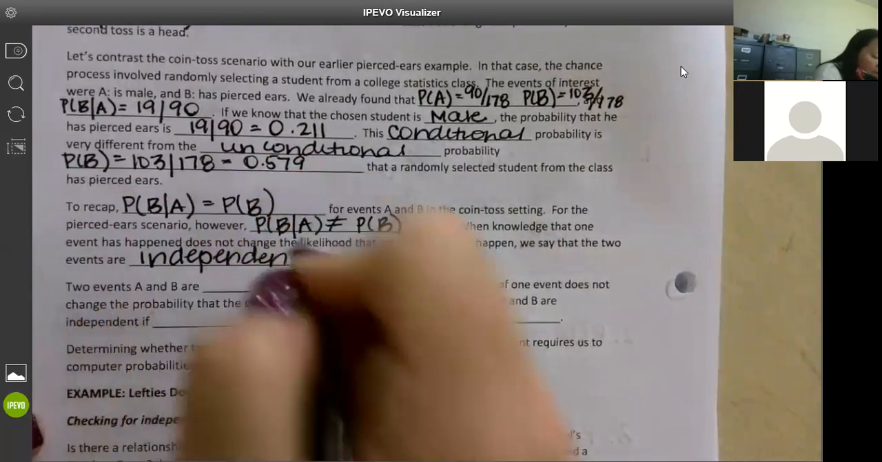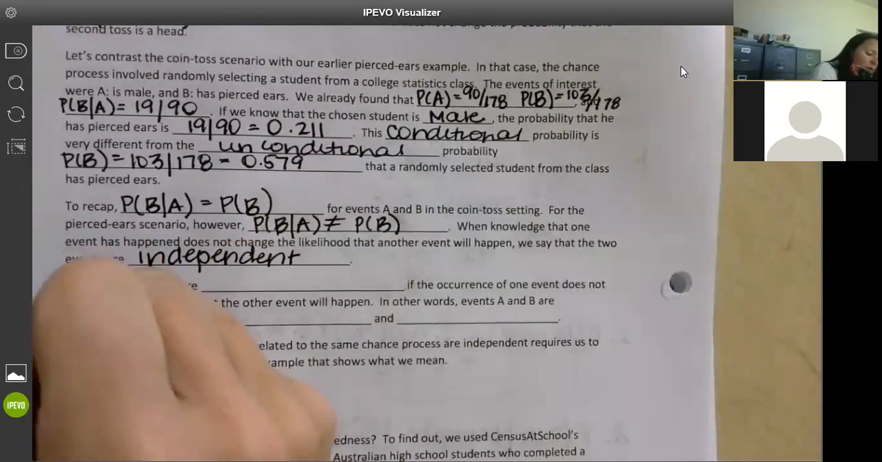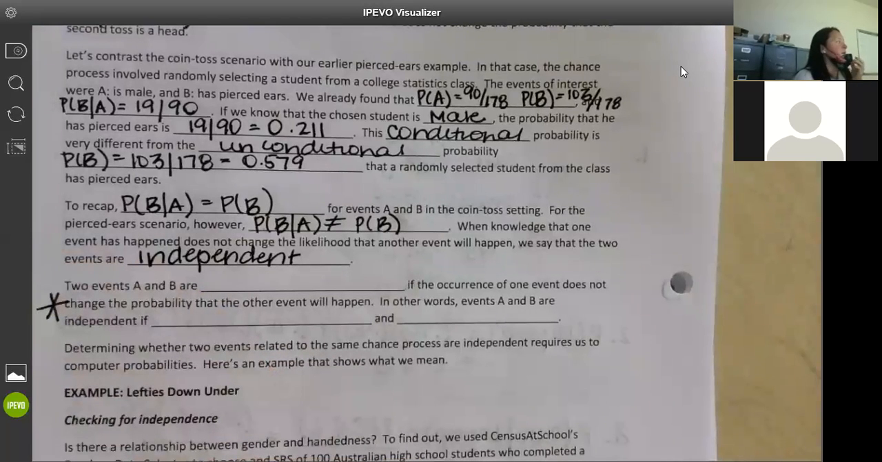All right, so independent is one of those vocabulary words that you need to know. There are test questions about independence, okay? There is a probability test for independence, and we'll look at that in just a minute, but you need to be able to tell whether events are independent or not, okay?